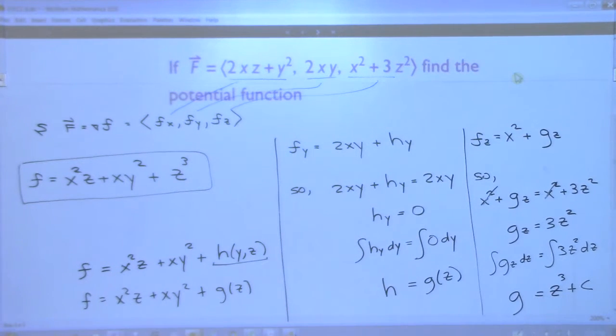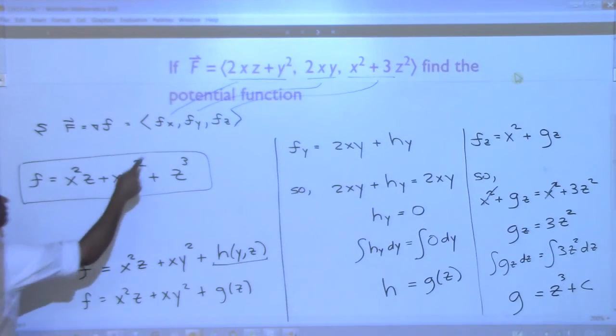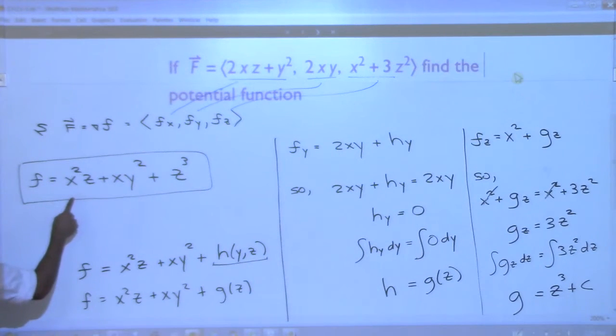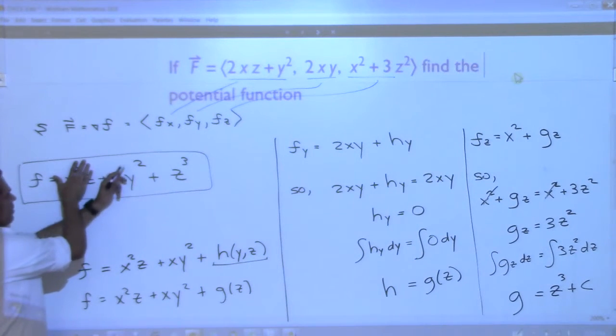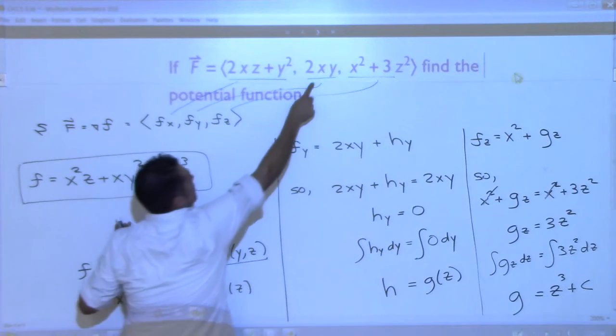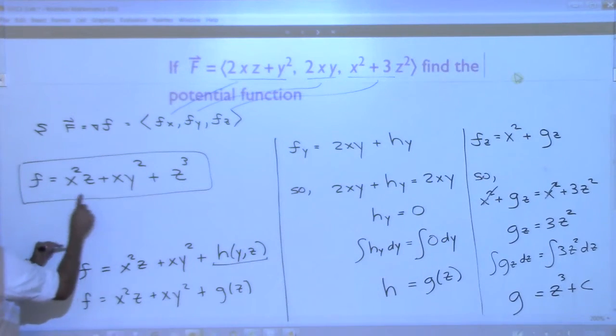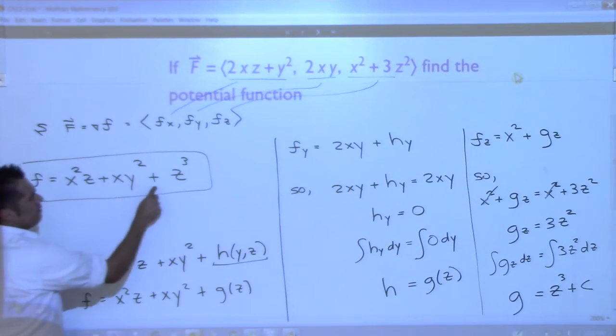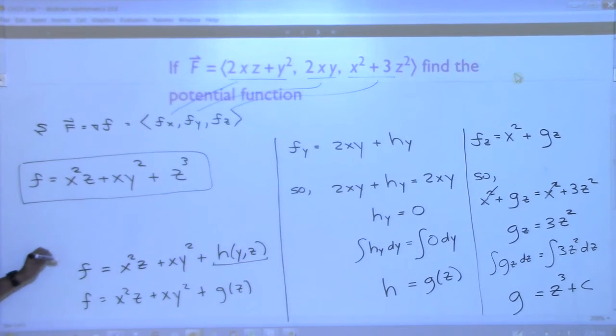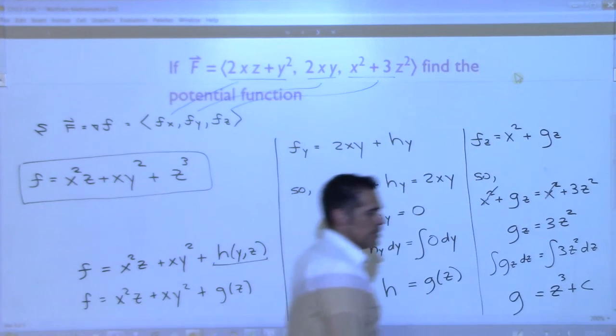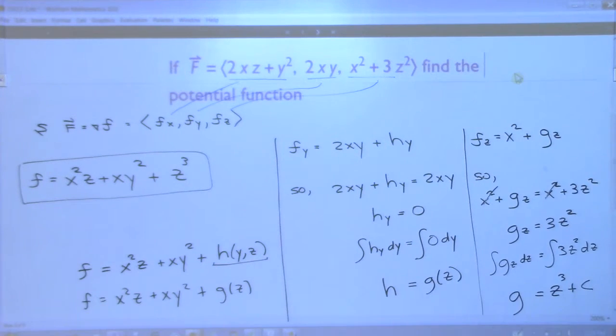You can just check it real quick to see if you got it. Take the partial with respect to x: 2xz plus y squared. Okay, take the partial with respect to y: 2xy. Take the partial of this with respect to z: x squared plus 3z squared. There you go. So this is the potential function. A little more complicated when you have that other additional variable in there.